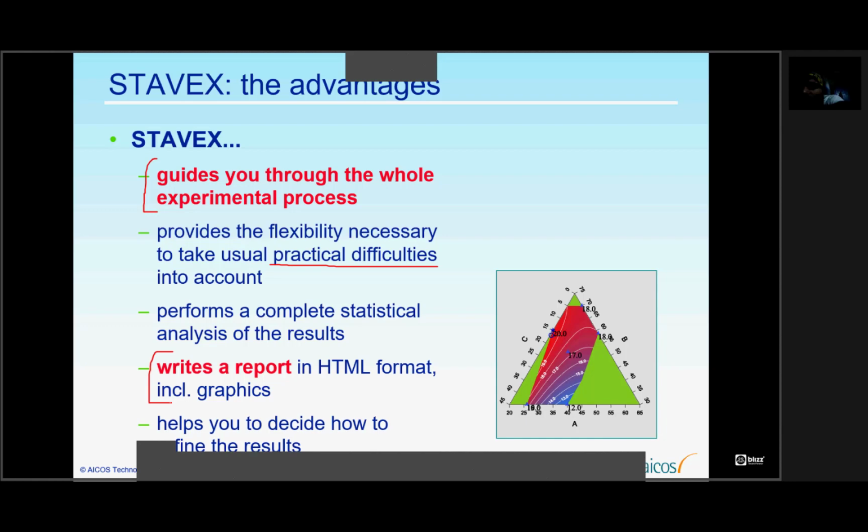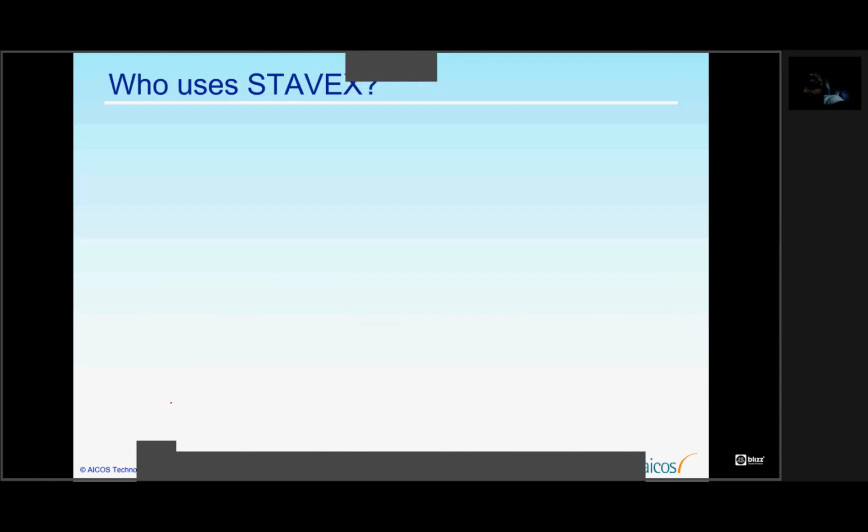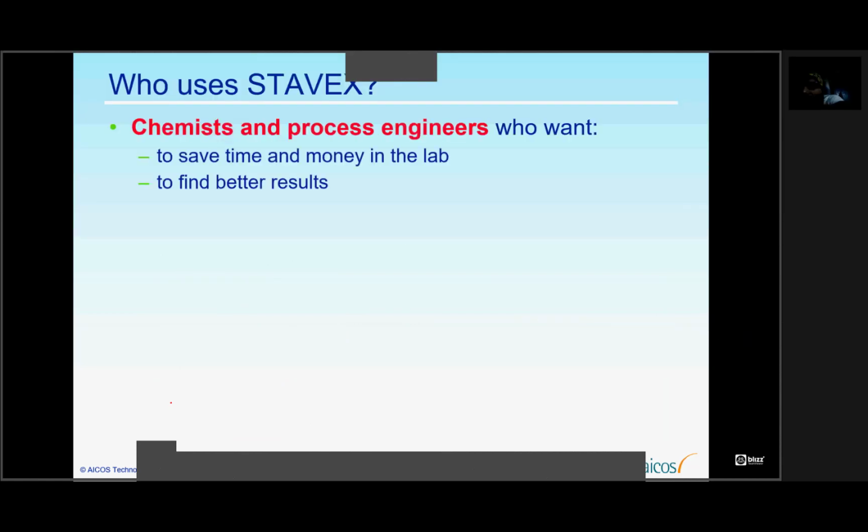So to give you a flavor about the use of the software, let's speak about the users. The software is used now by more than 200 companies in the process industry, in pharma, chemistry, biotech in particular, to be more efficient in the lab and to find better results, of course, to save time, and also to fulfill the regulatory requirements.